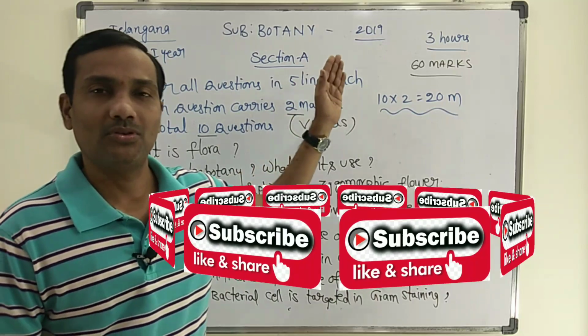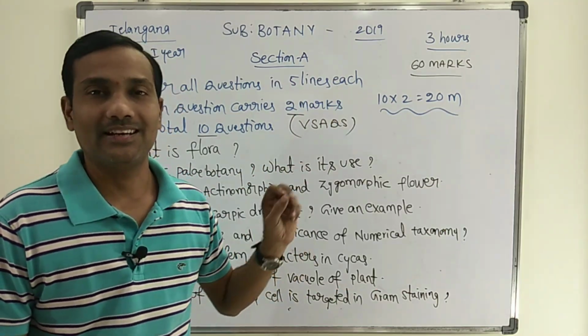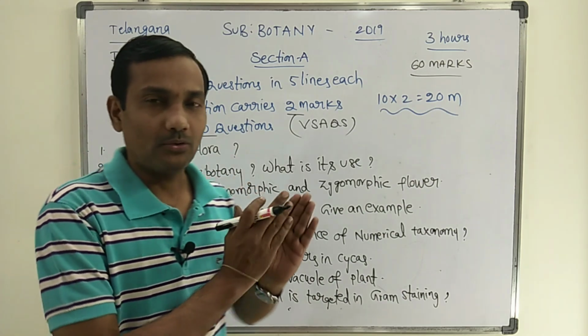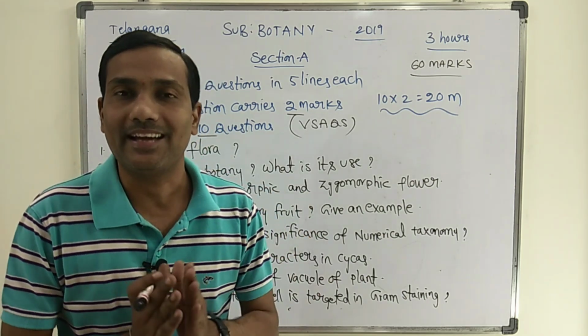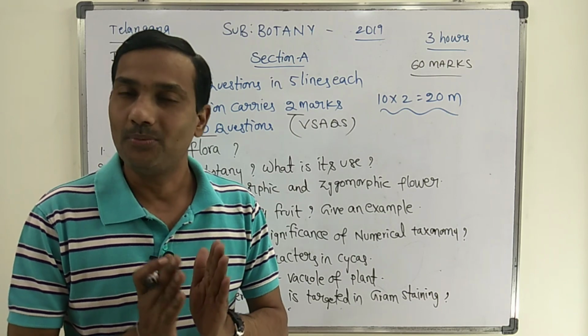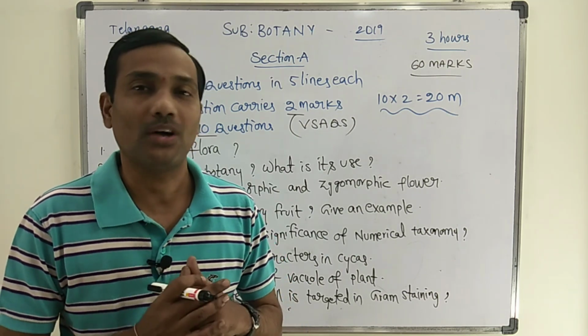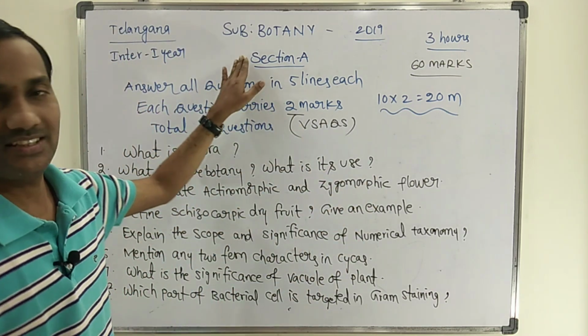So let's discuss the 2019 Telangana State first year botany question paper. Now we are going to discuss the entire question paper pattern: how many sections there will be, how we have to write, and how many questions we have to attempt. The total is 3 sections.